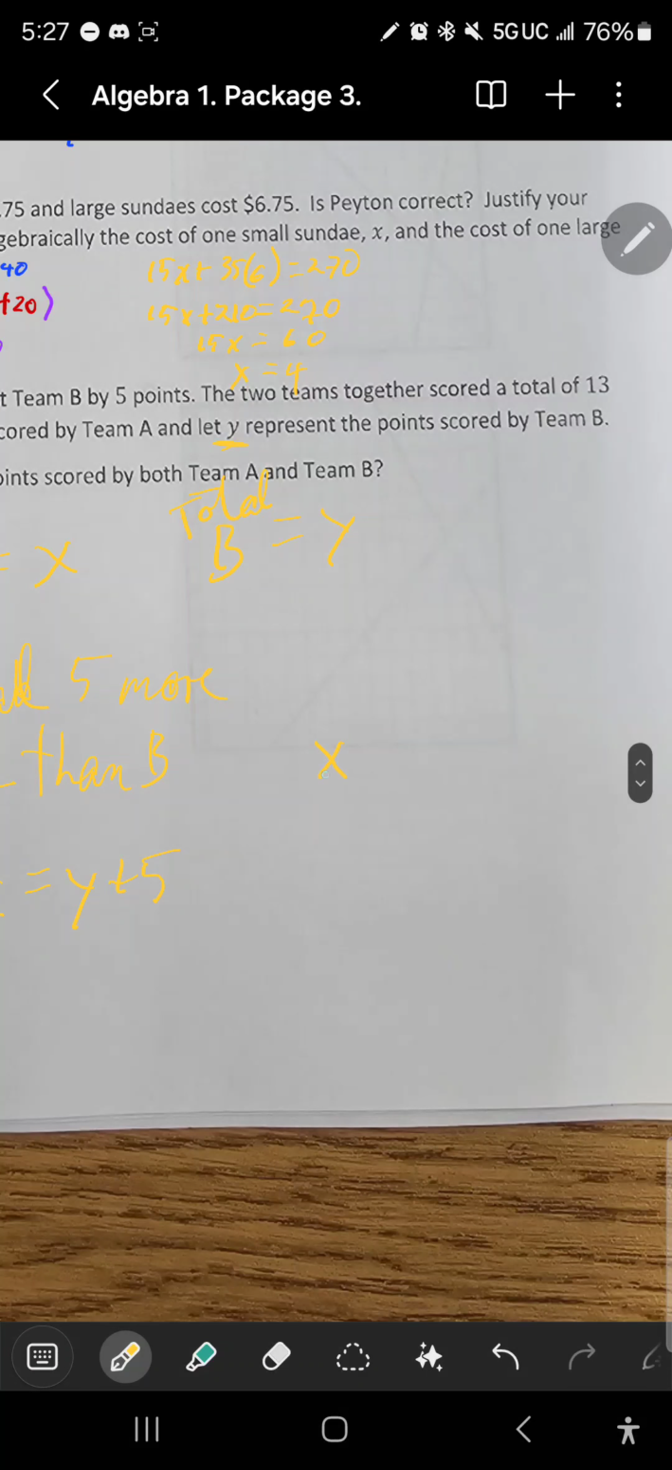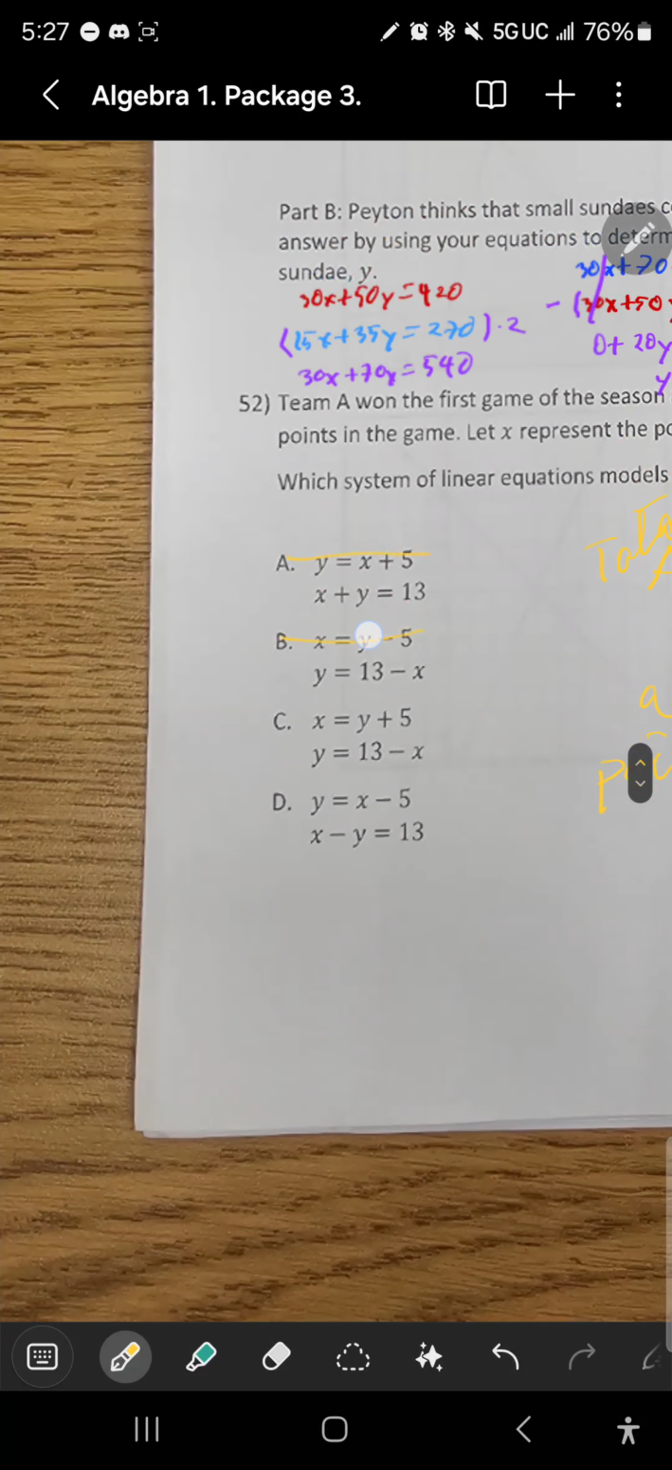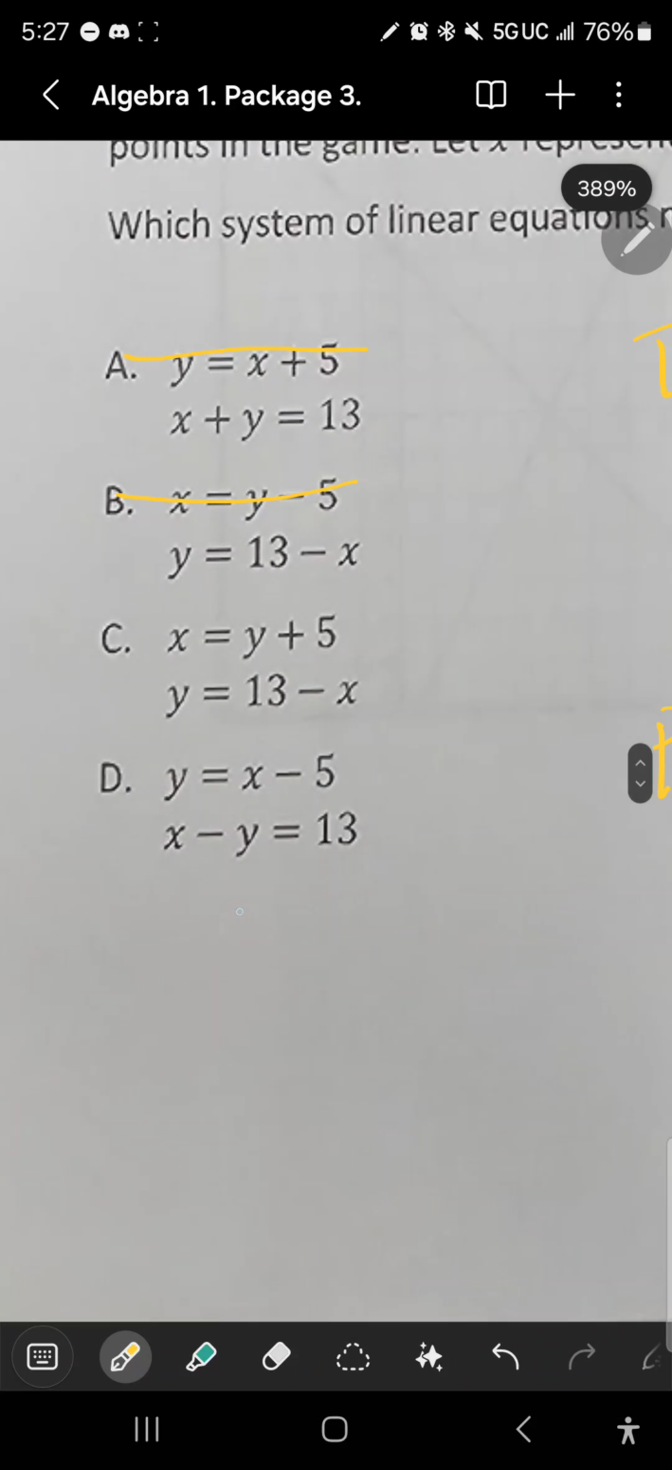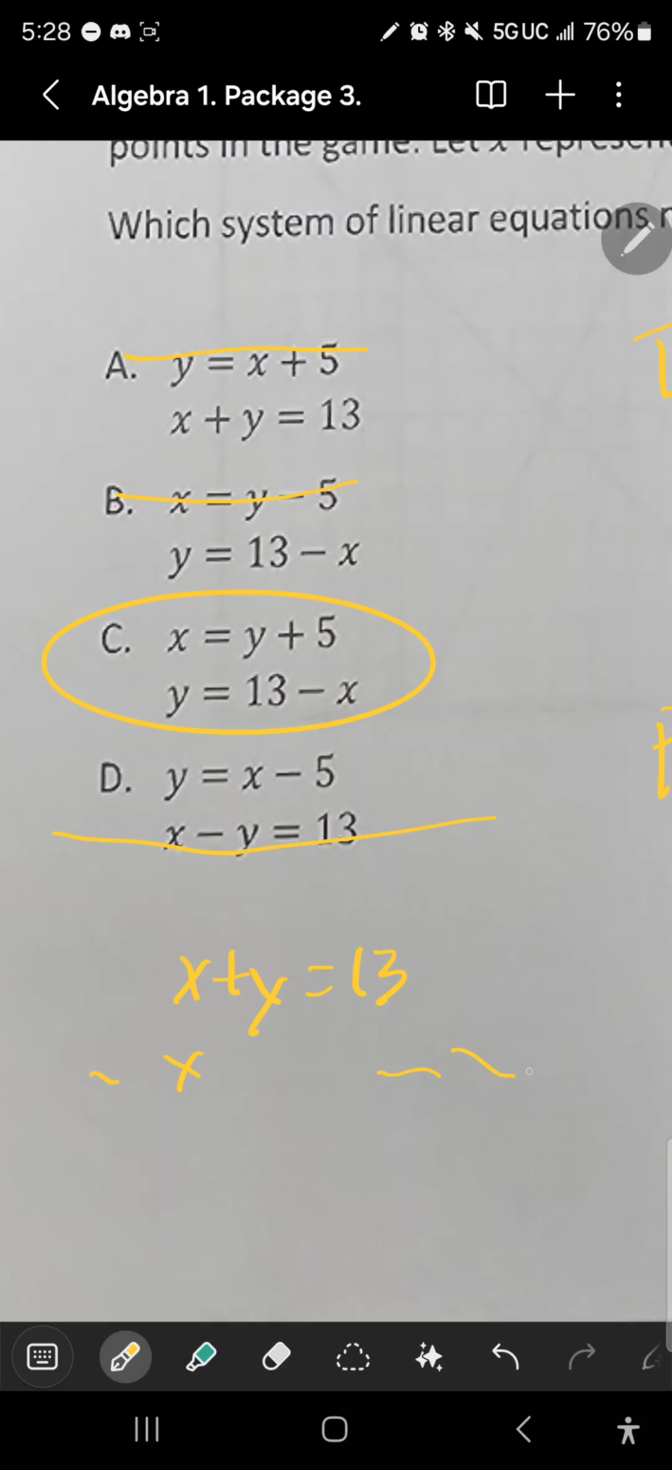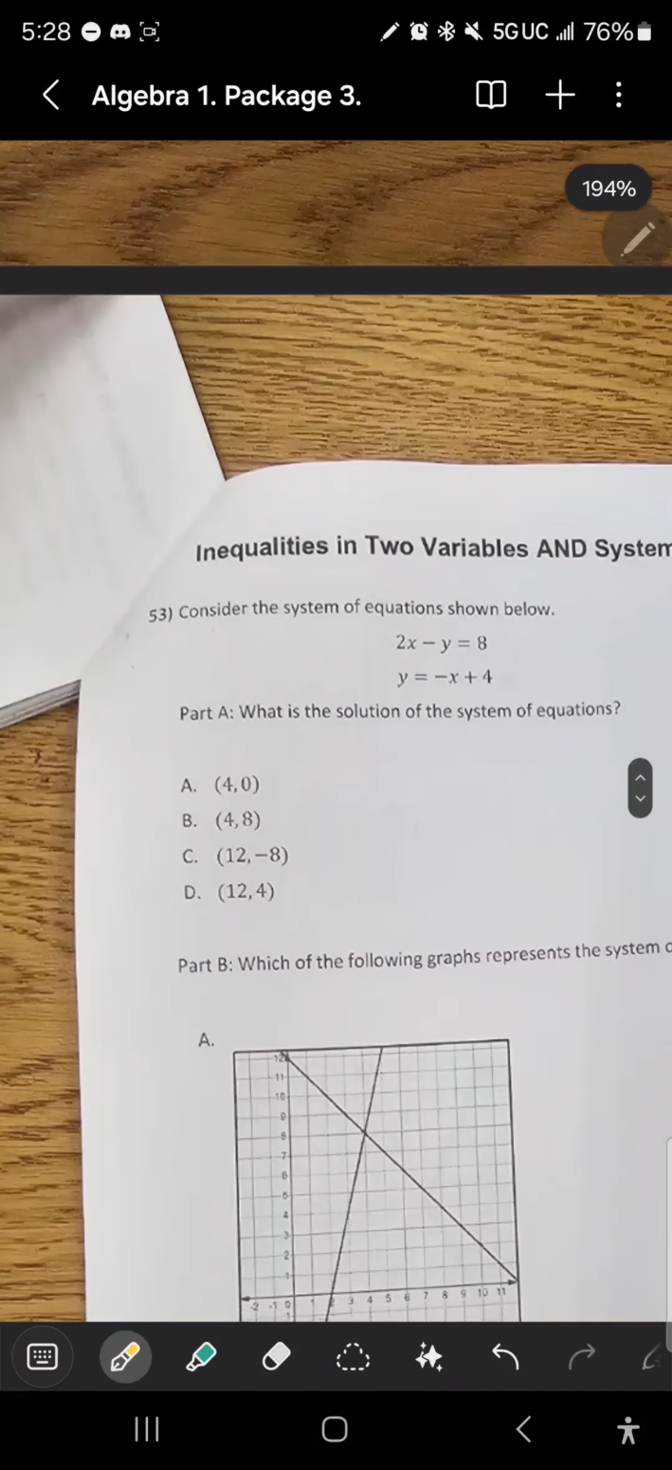So X plus Y, because the amount of points of the two teams is going to be equal 13. X plus Y equal 13. And I subtract, okay, this doesn't make any sense, so I get rid of that one. Automatically, I see that my answer is C, but if I want to make sure, if I subtract X from both sides, it cancels out and I get that Y equal 13 minus X. So basically that's it. Continue.